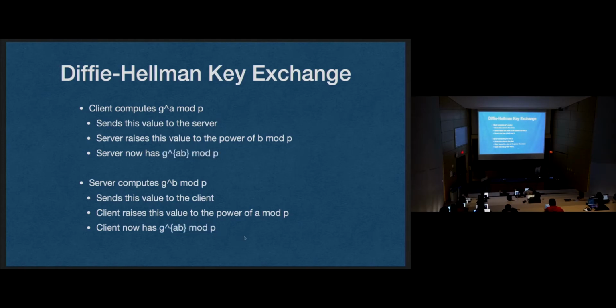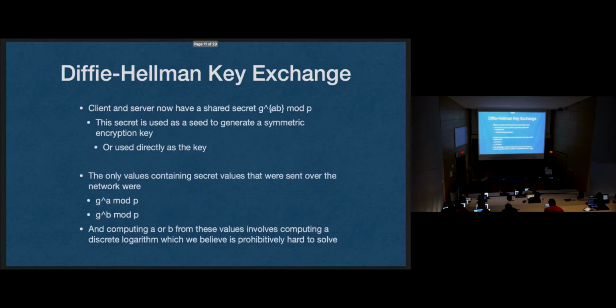So we have a shared secret where neither of them know what the other's secret value was, but they both have a shared secret value that's G to the AB mod P. And the only thing that was communicated was G to the A mod P and G to the B mod P. Those are the only two things that were communicated across the network.